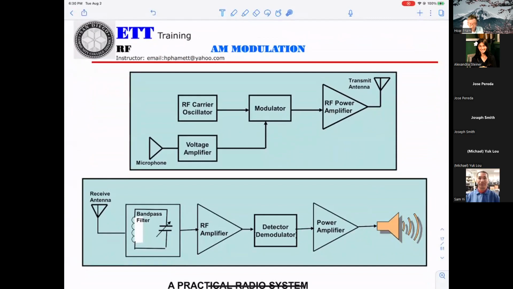Okay, again, that's what I keep trying to repeat. The modulator gets two inputs, one from the oscillator for the carrier. This is the carrier signal. The other one will be the message or information, or the voice, your voice. Then they go to the RF power amplifier, then to the antenna for transmitting.